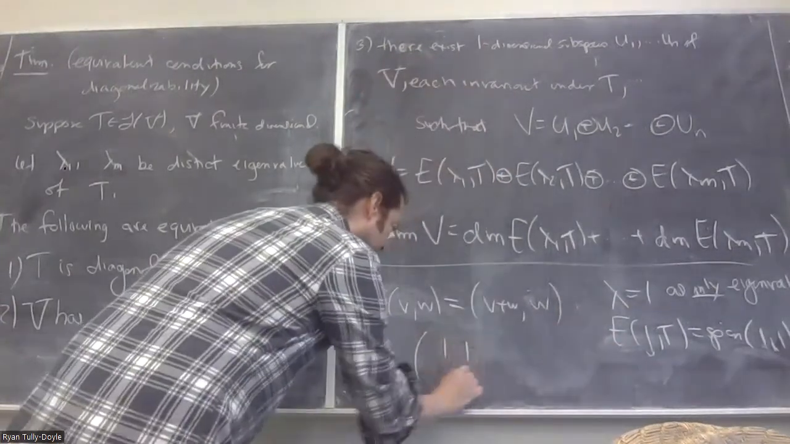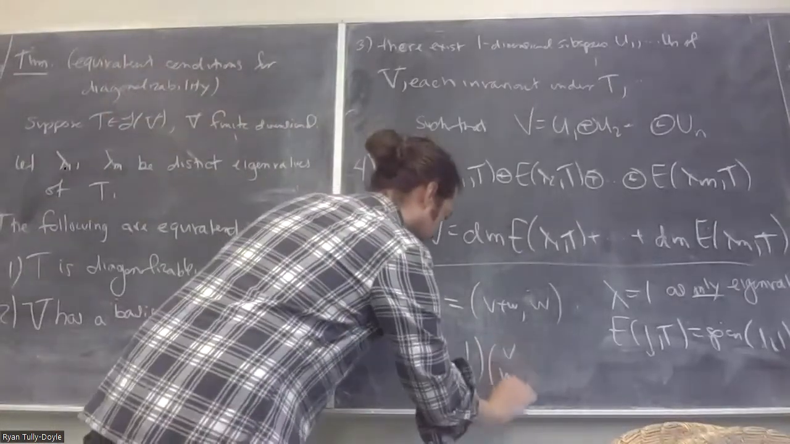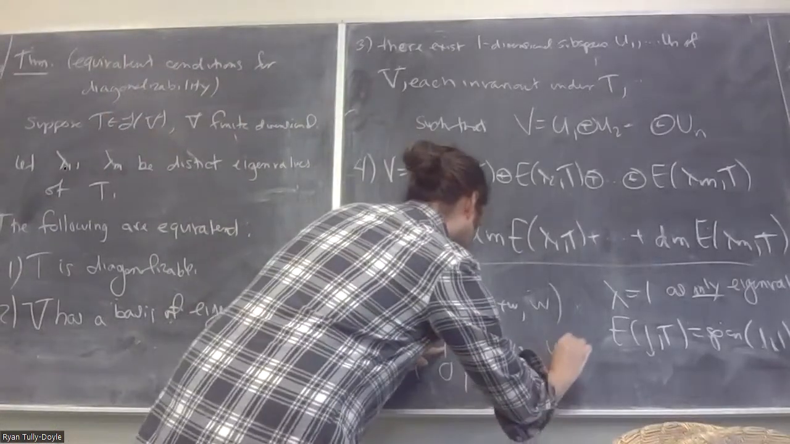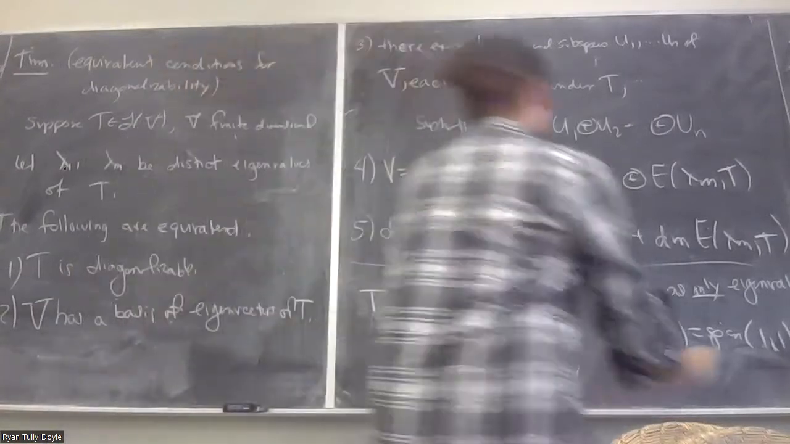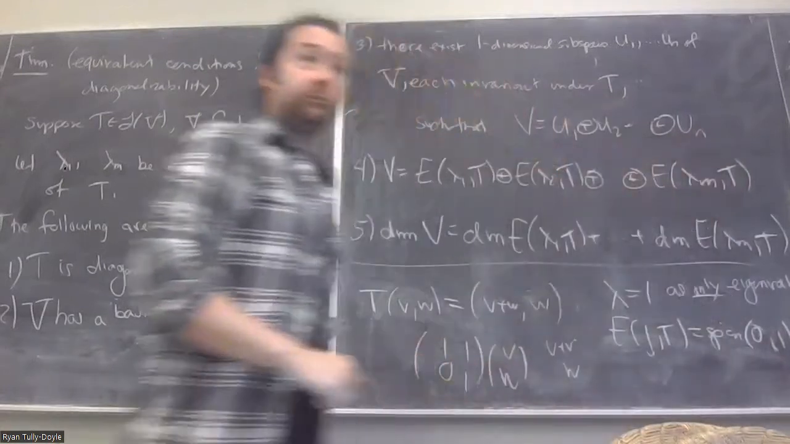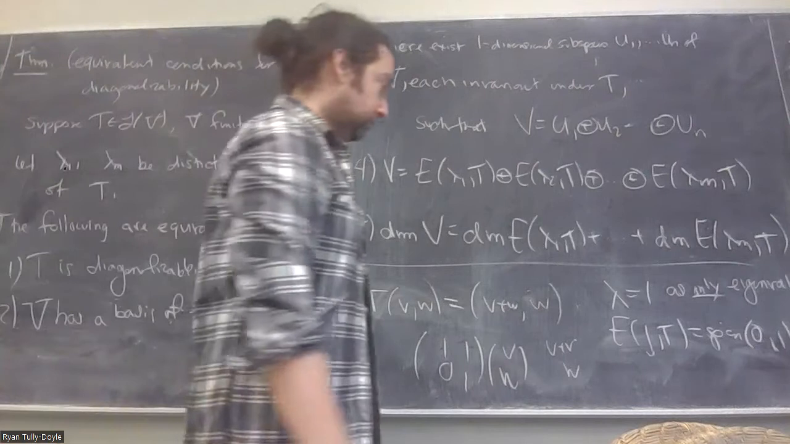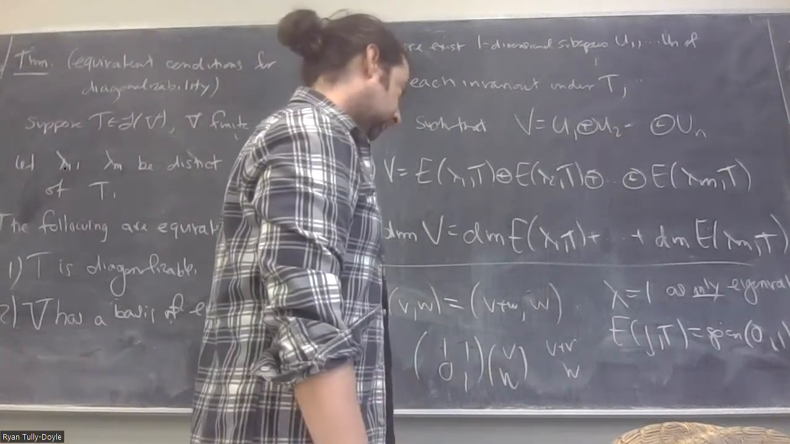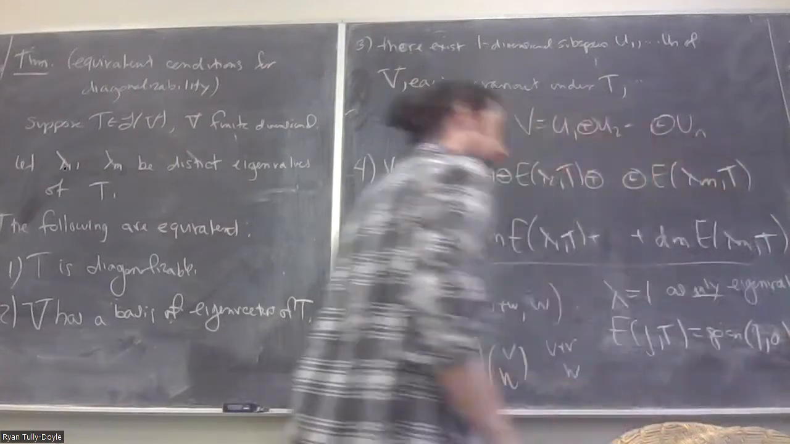Doesn't this make sense? V plus W, W? Oh, it's supposed to be 0, 1, 0, 1. Is it 1, 0? Don't do it off the matrix.